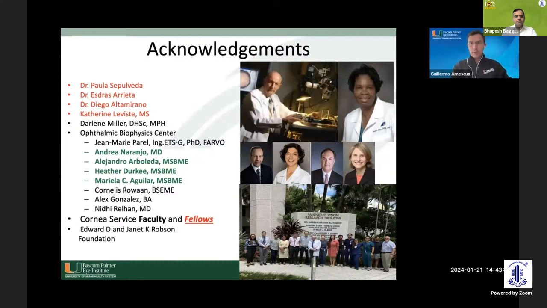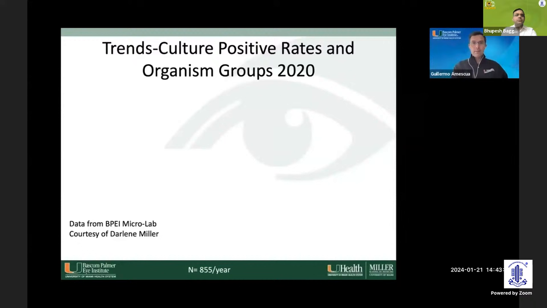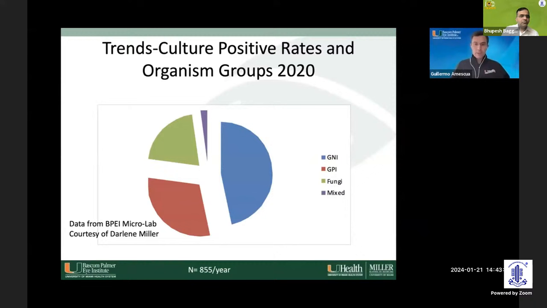We, like many of you in India, here in South Florida, we see cases of progressive infectious keratitis that, even with access to standard of care, still progress to severe ulceration and need emergent surgery in many cases. This is data from our lab, from Dr. Darren Miller. We live in a tropical area where many patients get gram-negative infections.